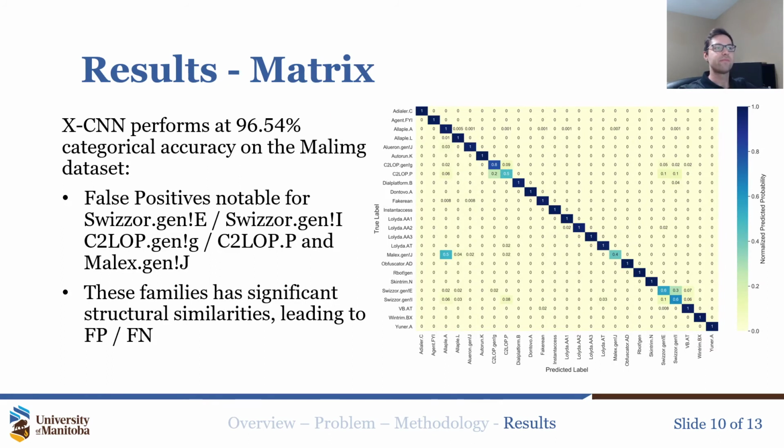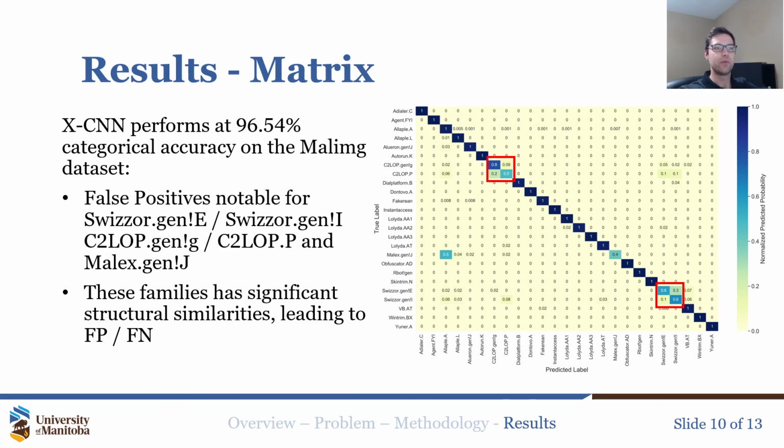So our results: the convolutional neural network performs categorically at 96.54% accuracy on the Maling data set. Here we have the confusion matrix of the predicted and true labels. One thing to note is that certain malware families have significant issues with recall and precision. False positives are noted for the Swizzer and C2LOP families, where specifically for Swizzer we have a false positive rate of, give or take, 0.6, so that means 0.4 are incorrectly classified as the other families.